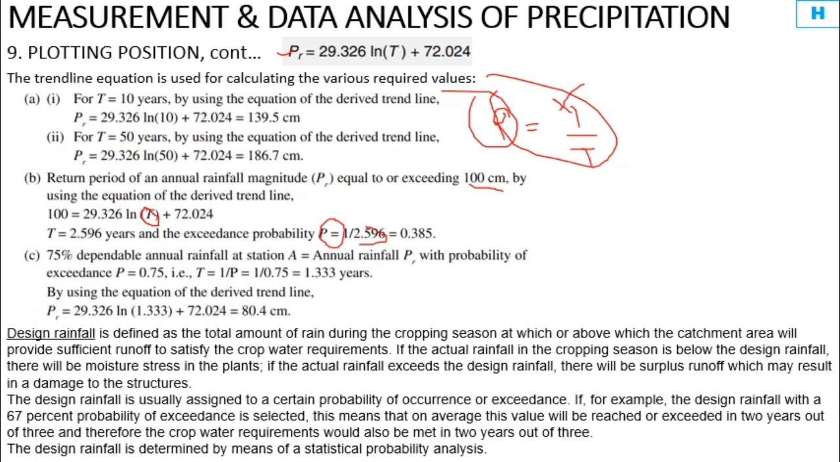Next, for letter C, what is the precipitation depth? Okay, yung precipitation depth with 75% probable annual rainfall. So, this 75% is yung probability. Probability na annual rainfall at station A. So, substitute mo lang itong P na to, value ng P.